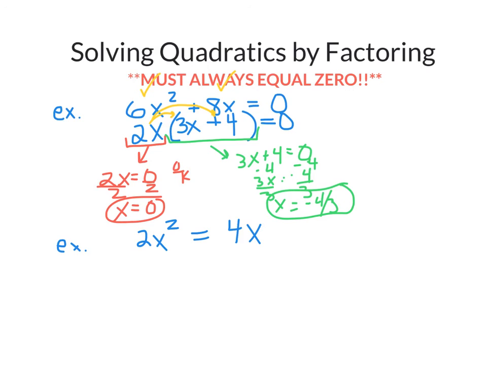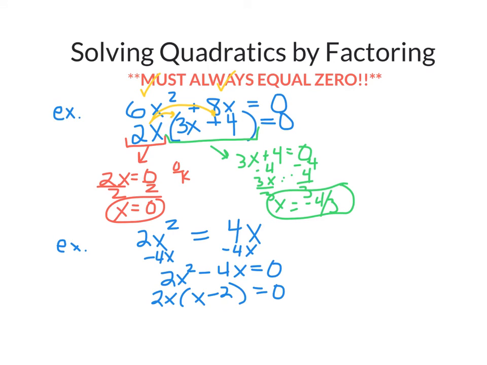And then for this last one, it is not in the correct format yet. So what we need to do is get it equal to 0. So I'm going to start by subtracting 4x from both sides, which is going to give me 2x squared minus 4x equals 0. Now that the equation's equal to 0, I can take out my GCF. So the GCF of both terms is 2x, which leaves me with x minus 2. And again, let's redistribute to make sure that's right. 2x times x is 2x squared. 2x times negative 2 is negative 4x.